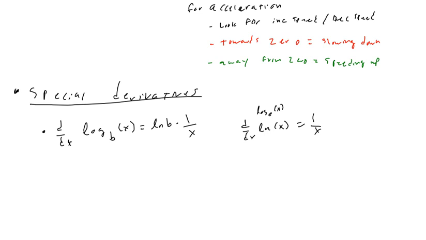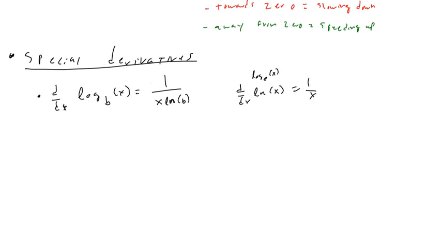Okay, not quite correct. Sorry, everyone. Hold on. It's 1 over x ln b. ln b is on the bottom. I knew there was an ln b, I just didn't know where it was. So if you need to do the derivative of a log-based b function, it's 1 over x ln b.